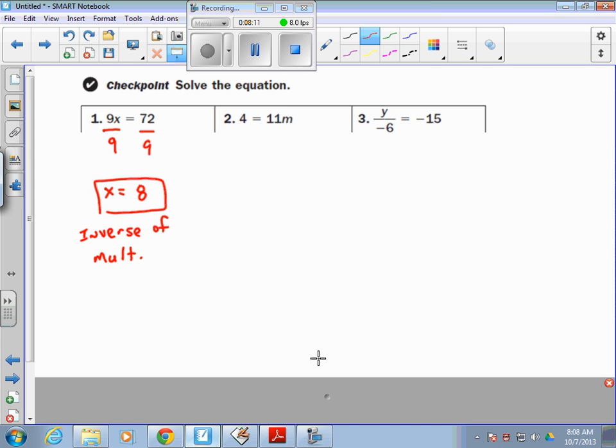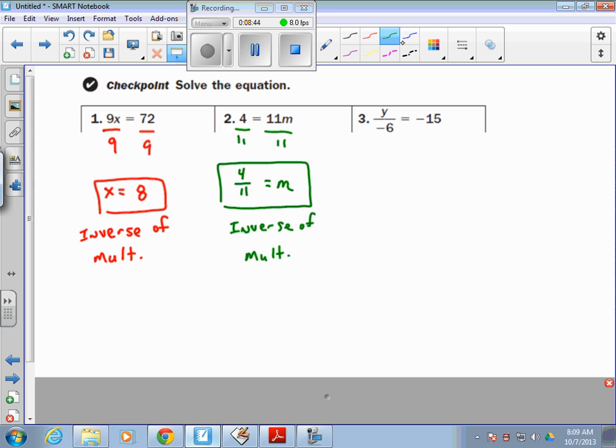4 equals 11 times m. This is just like the last one, except the m is on the right side, or the variable is on the right side instead of being on the left. Undo multiply by 11 by dividing by 11. Do the same thing to the left side. It'll cancel out on the right and just leave you with m. And there's no number that goes into both 4 and 11, so m is going to stay just like that. It equals 4/11. You can follow the same exact justification and say it's the inverse of multiplication again.